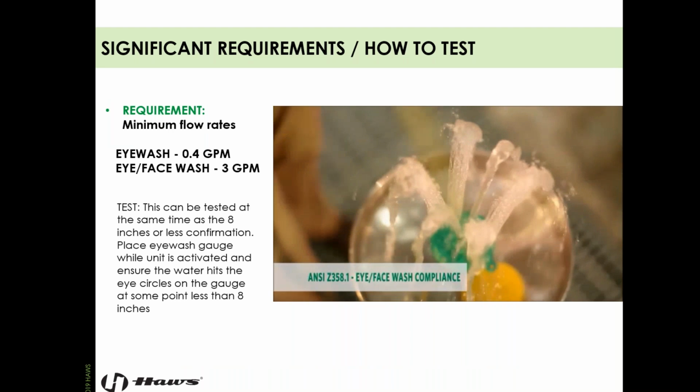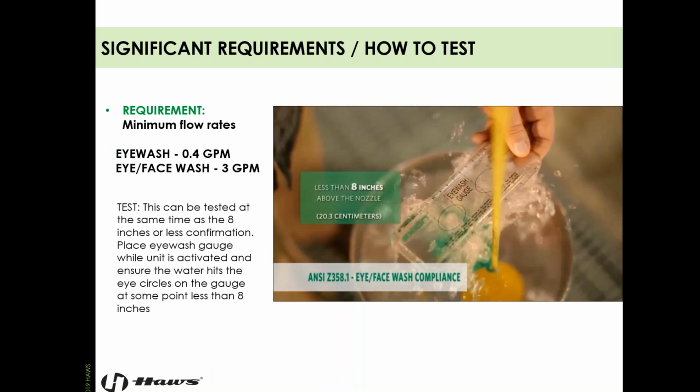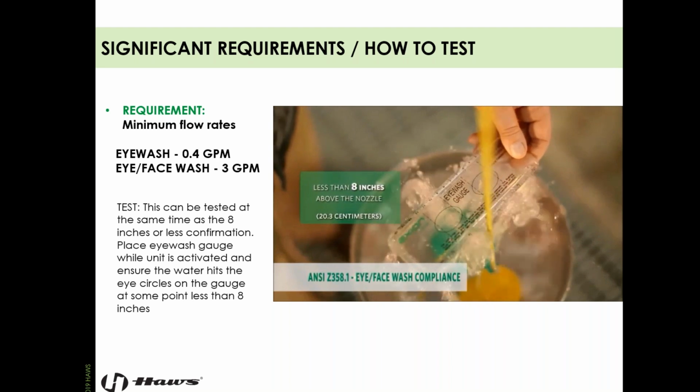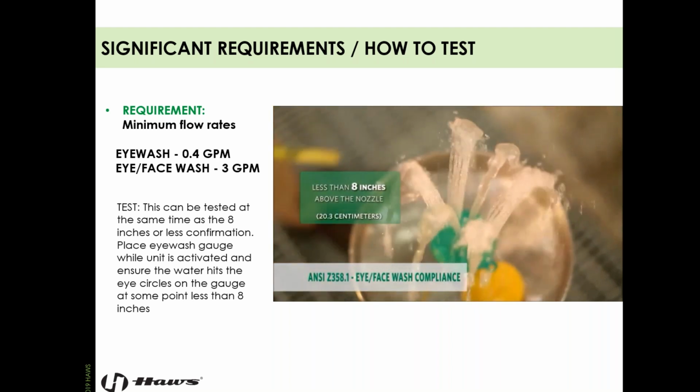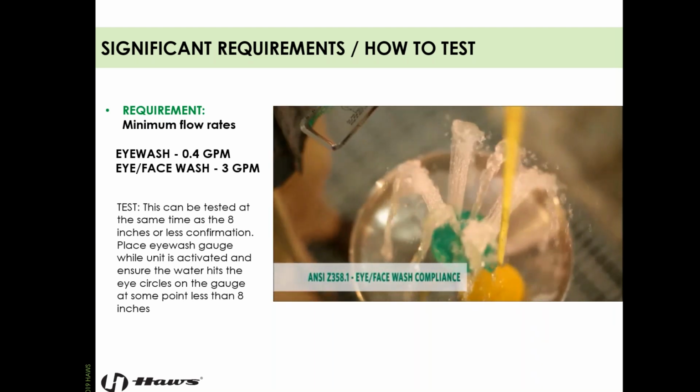the head. Here's a nice above view. You can see measuring, gauge in place, lowering it, and you can see the eye wash is perfectly meeting the eye circles on the gauge. This is super important. That's exactly what we're looking for. It can be at any point under 8 inches.